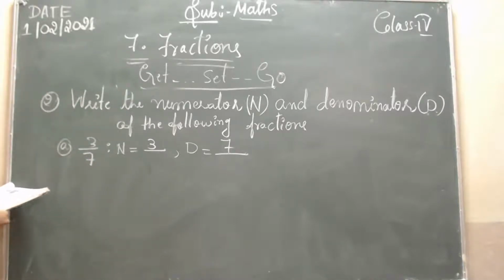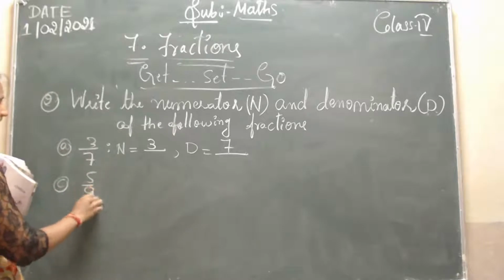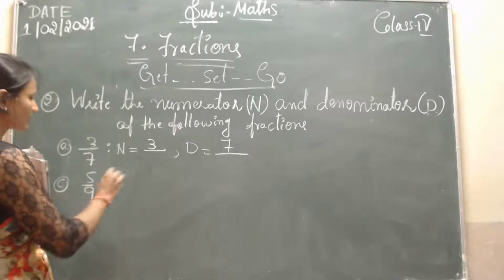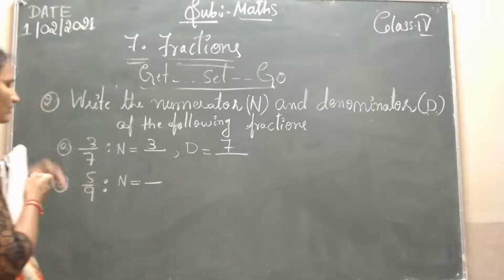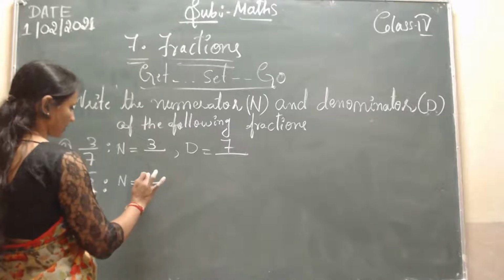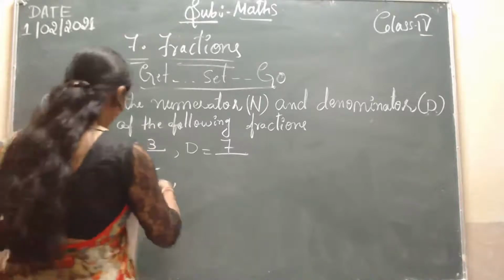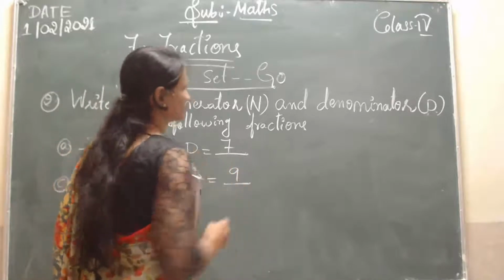Next, in the C question, we are working with 5/9. So 5 is the numerator. You have to write it: the numerator is 5, and the denominator is 9.